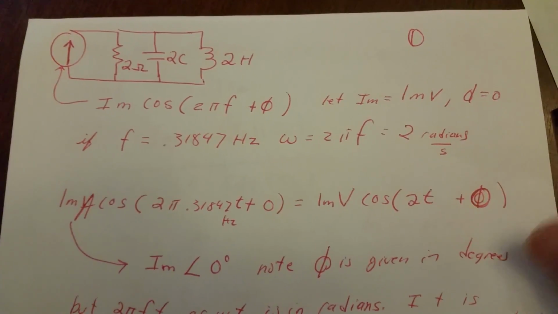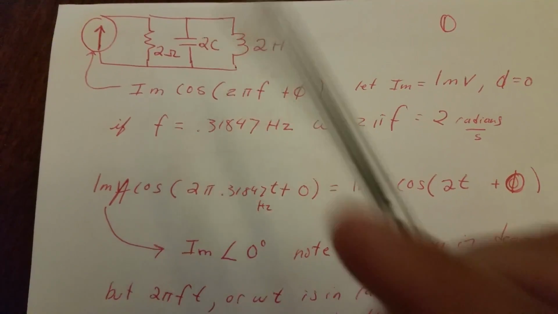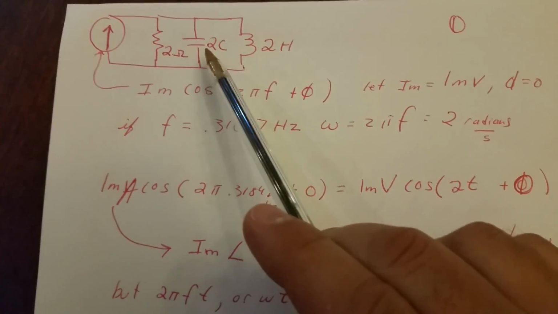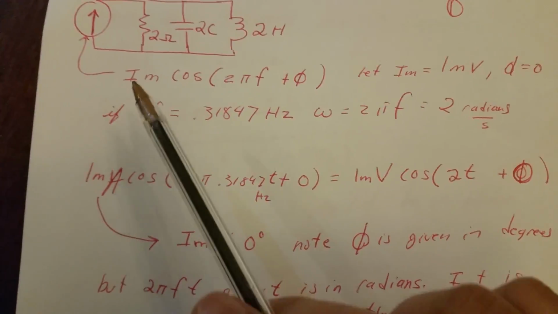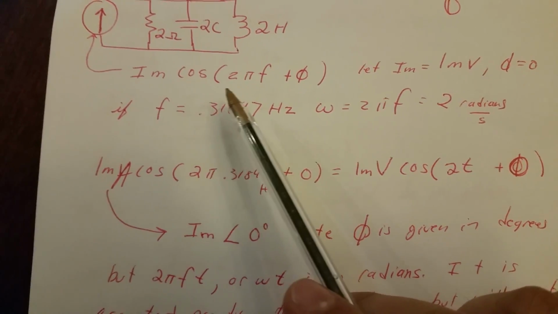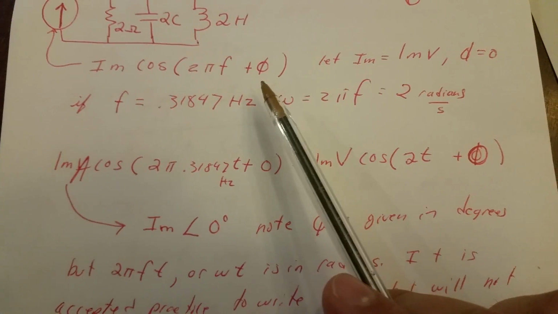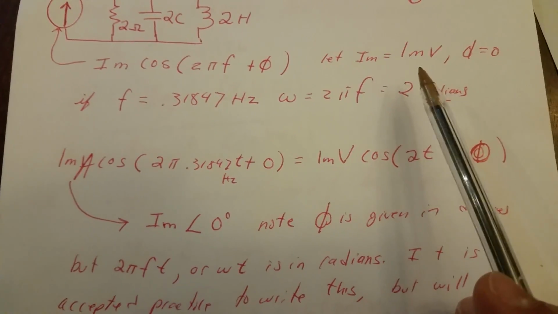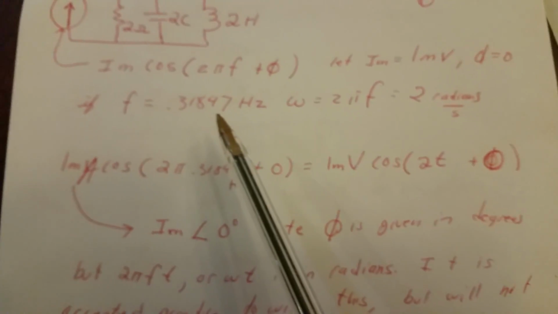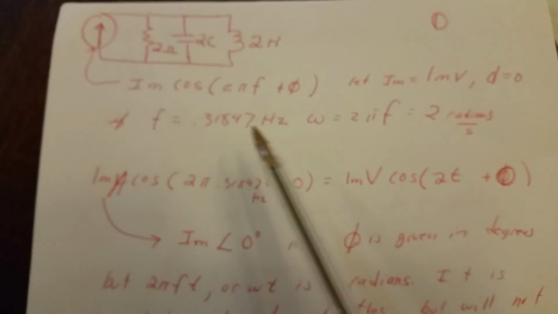Here's a quick run through of problem 13. We have a current source with an RLC circuit in parallel. We have IM, which is the maximum or peak current, cosine 2 pi f t plus the phase angle. If IM is 1 milliamp, the phase is 0 degrees, and the frequency is that, we get omega to 2 radians.